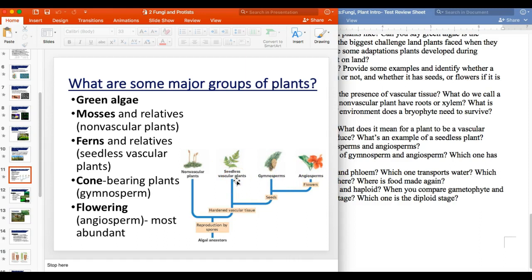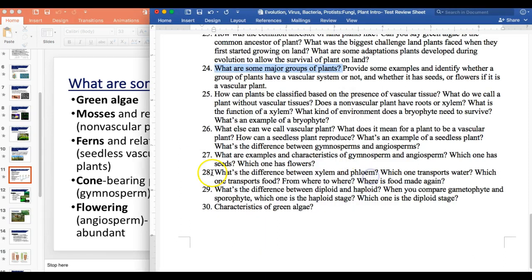Seedless vascular plants, as you can see from the name, don't have seeds and don't have flowers. Gymnosperms have seeds but don't have flowers, and angiosperms have flowers and seeds. From this cladogram, you can see how that works, because seeds show up over here, flowers show up over here, and vascular tissue shows up over here. So all three of these have vascular tissue. Both of these have seeds, and only the angiosperm has flowers.